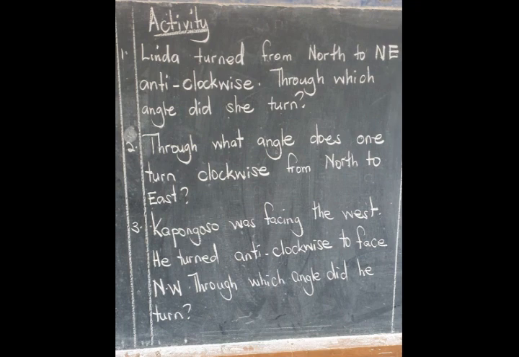Question 3. Kapongoso was facing the west. He turned anti-clockwise to face the northwest. Through which angle did he turn?